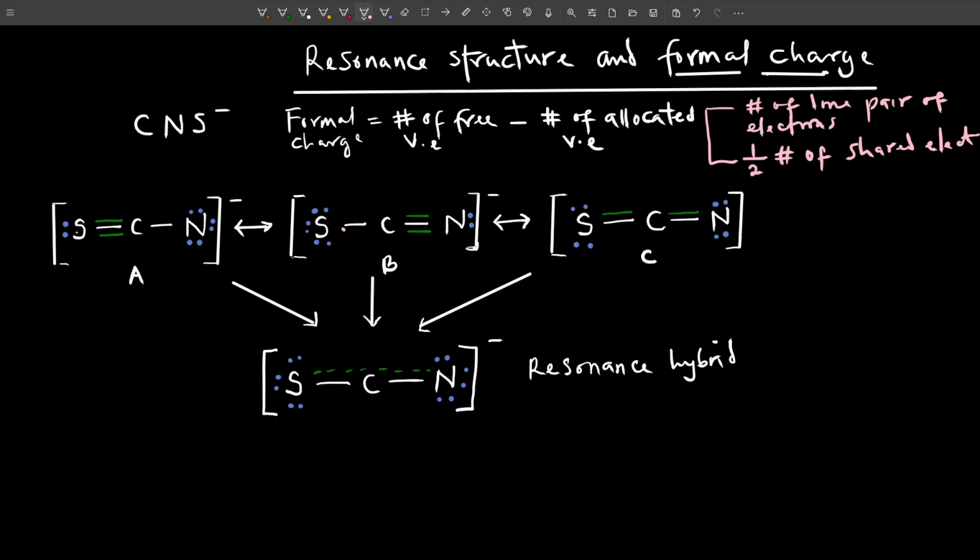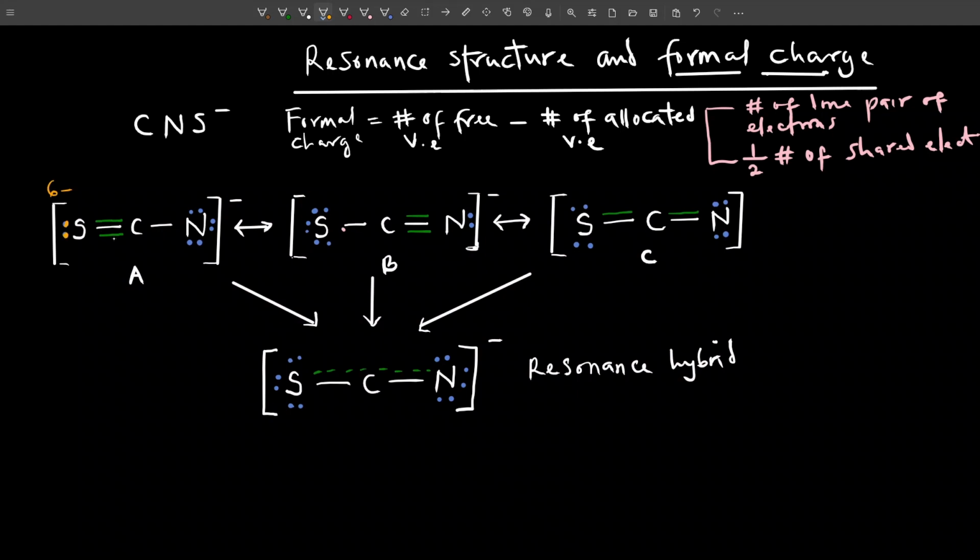Let's calculate the formal charge of each of the atoms in each resonance structure. Let's start with this sulfur. The formula says the number of free valence electrons in sulfur. There are a total of six valence electrons, isn't it? Six. That's free, meaning the normal sulfur atom has six valence electrons, minus the number of allocated, meaning the number of lone pairs plus half the number of shared electrons. How many lone pairs do I have? Let me color it in orange. We have one, we have two.